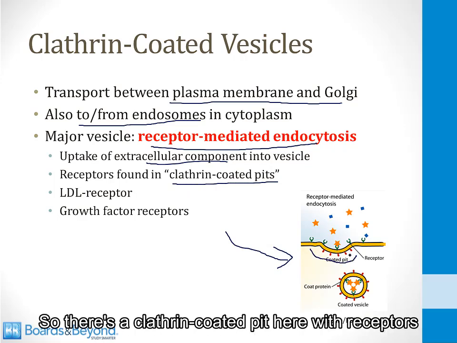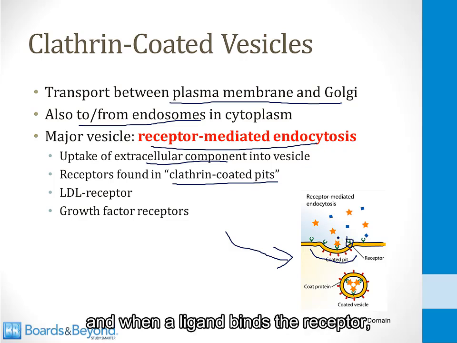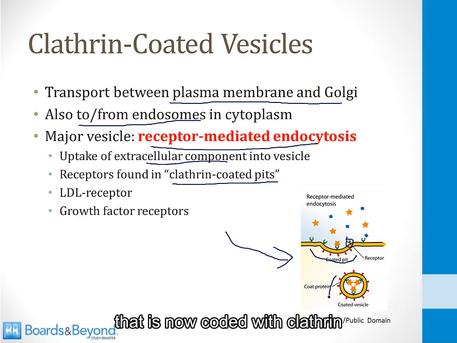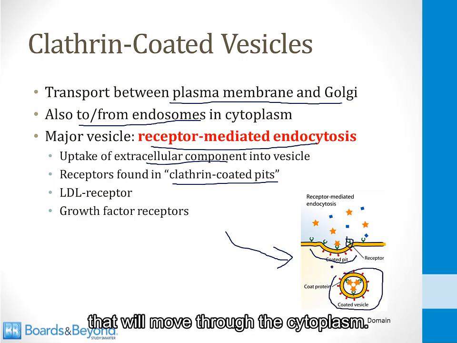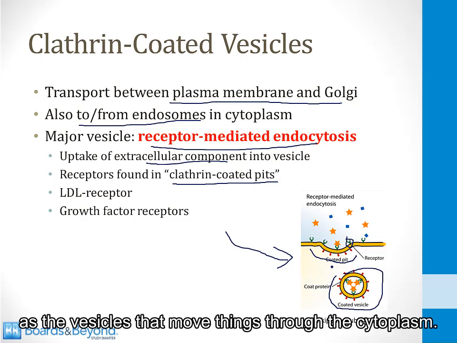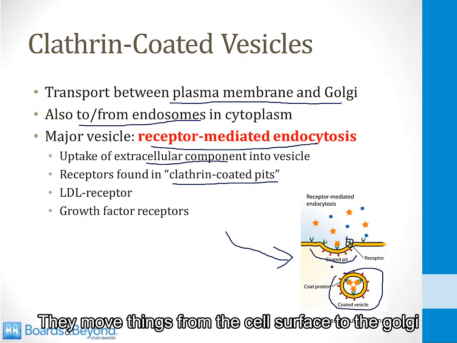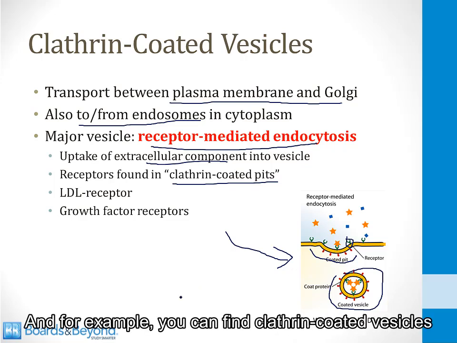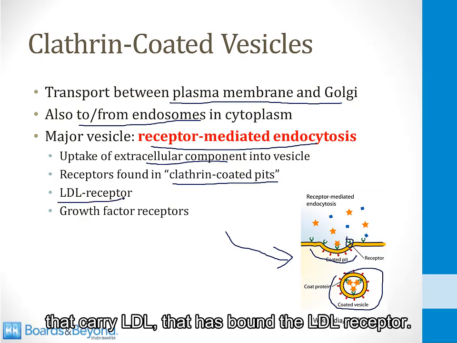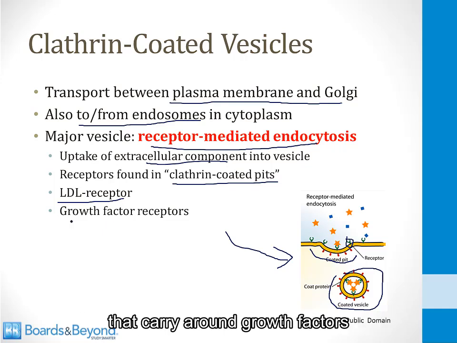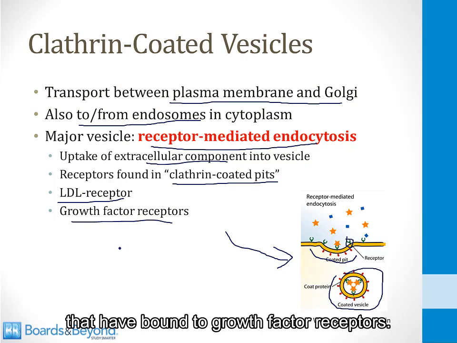So there's a clathrin-coated pit here with receptors, and when a ligand binds the receptor, the pit invaginates and forms a vesicle that is now coated with clathrin that will move through the cytoplasm. You can basically think of clathrin-coated vesicles as the vesicles that move things through the cytoplasm. They move things from the cell surface to the Golgi and from one endosome to another. And for example, you can find clathrin-coated vesicles that carry LDL that has bound the LDL receptor. You can also find clathrin-coated vesicles that carry around growth factors that have bound to growth factor receptors.